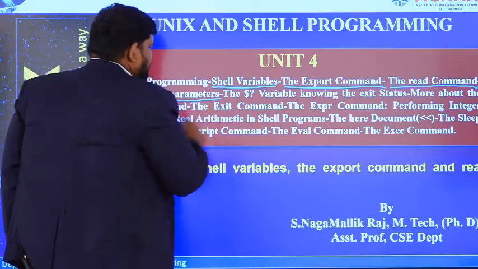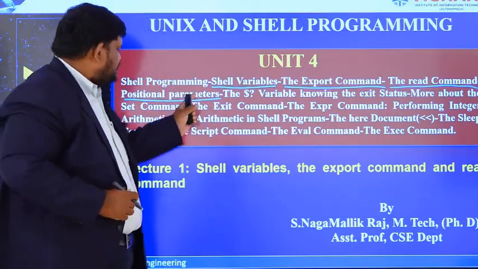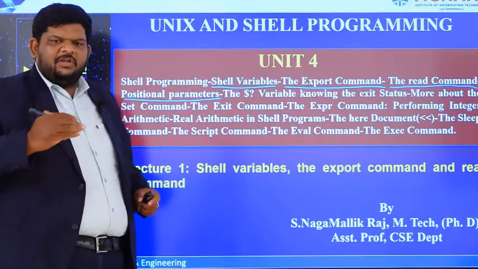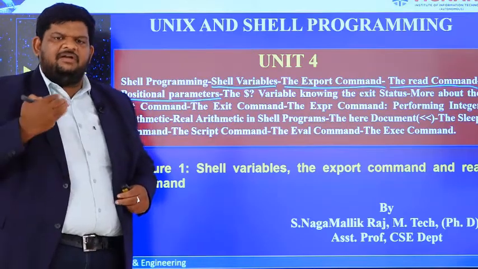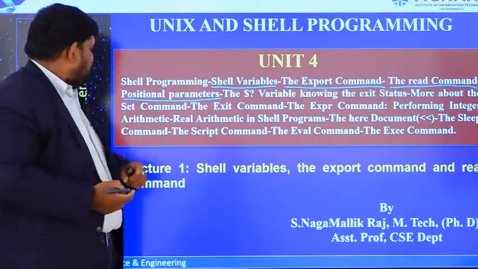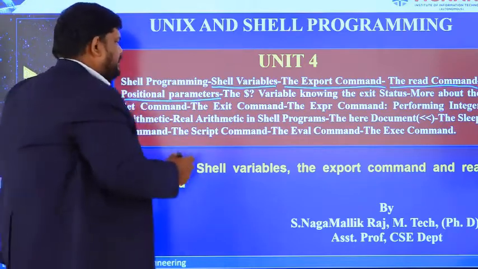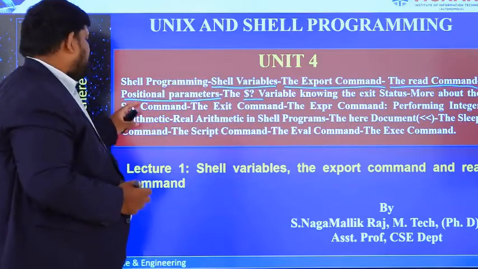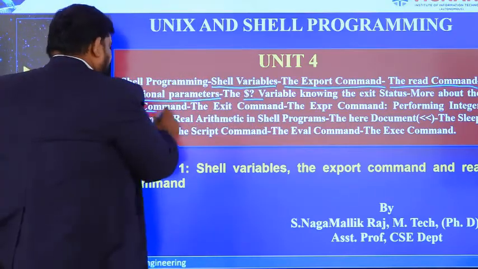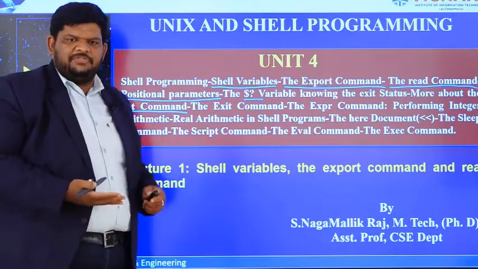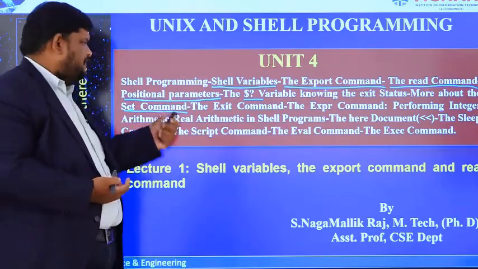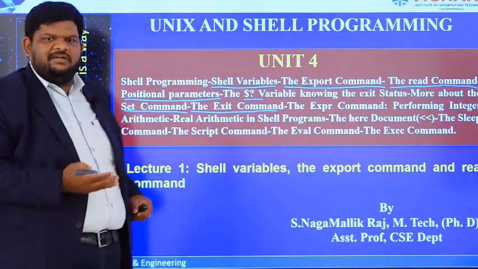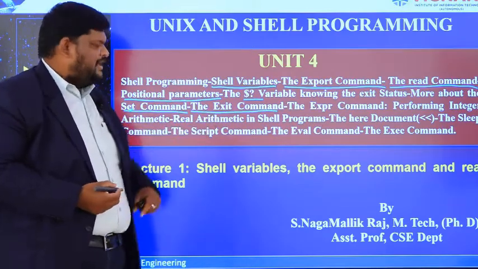Next, we see the positional parameters. This we already discussed in Unit 3. Positional parameters are the arguments provided at the command prompt. Those arguments are known as command line arguments, also called positional parameters. And what is the meaning of $?? That is nothing but exit status. Not only that, more about the set command, which is how we provide values to the positional parameters. That is possible only with the help of the set command. Next, the exit command: how we exit the current working shell.